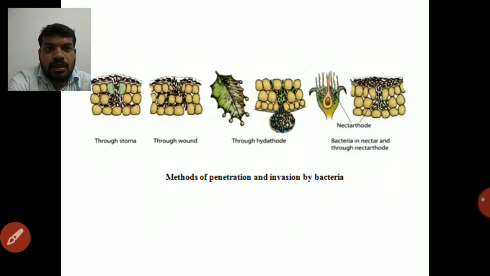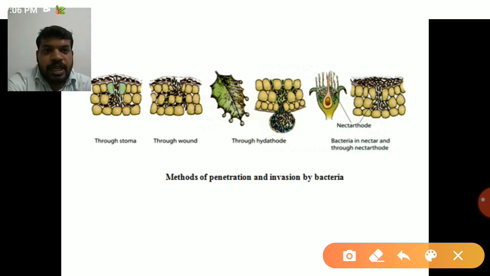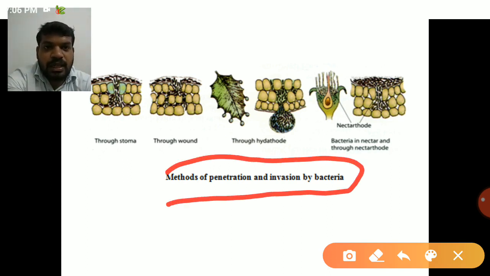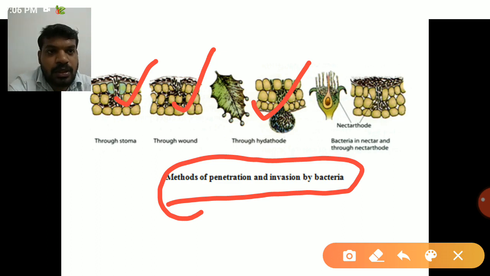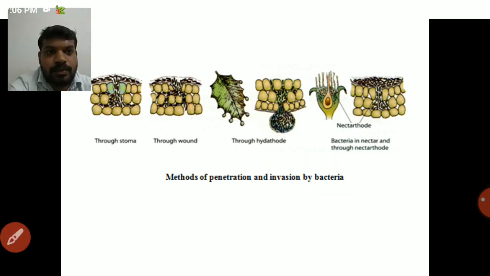So this picture represents the methods of penetration and invasion of bacteria. Bacteria mainly enter through natural wounds and natural openings. Why? Because there are no specialized organs in bacteria. So they enter through stomata, through natural wounds, also through hydathodes, and also through nectars present in flowers.